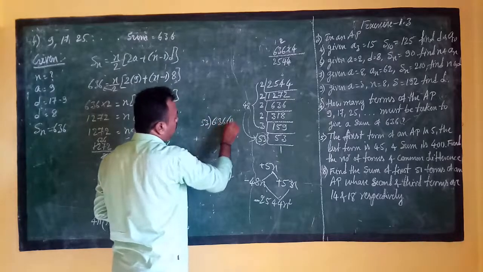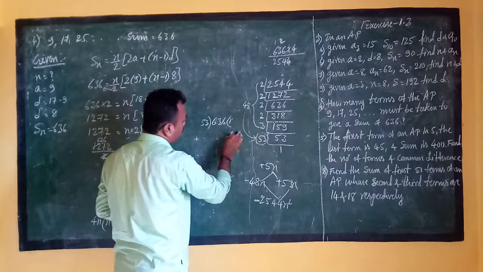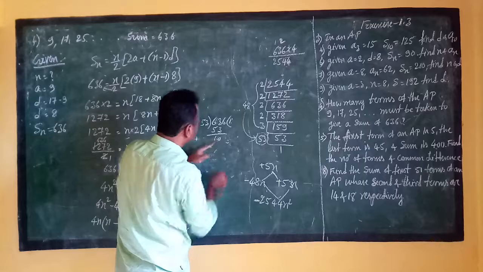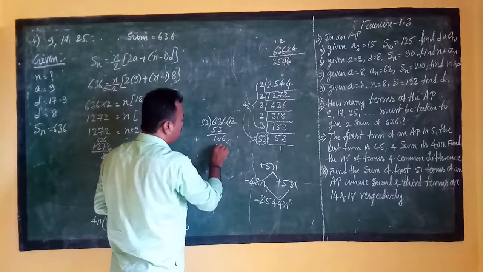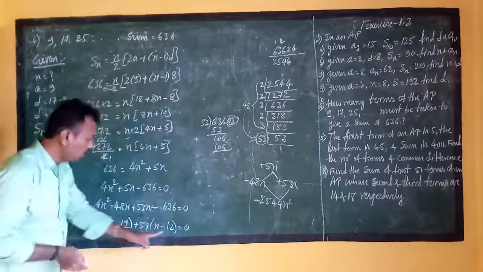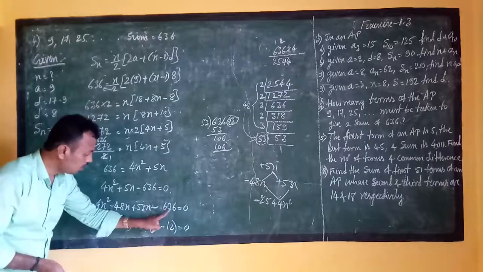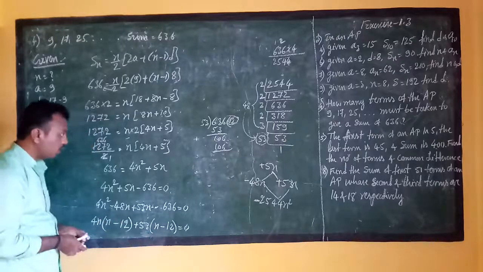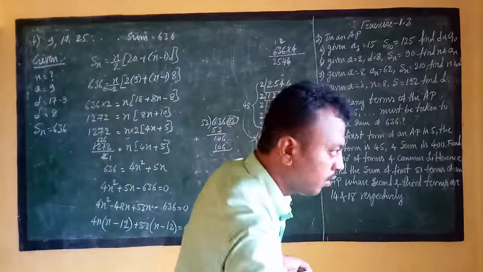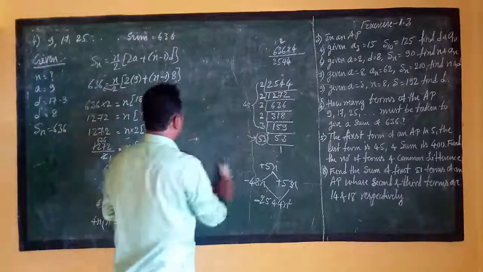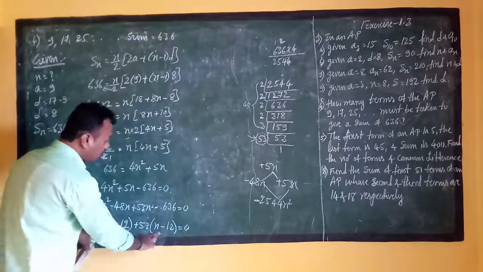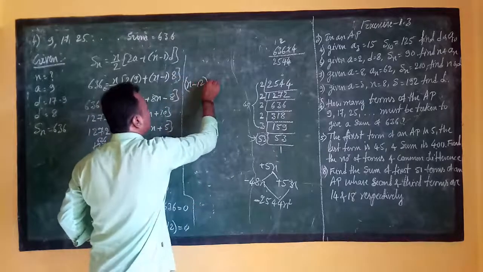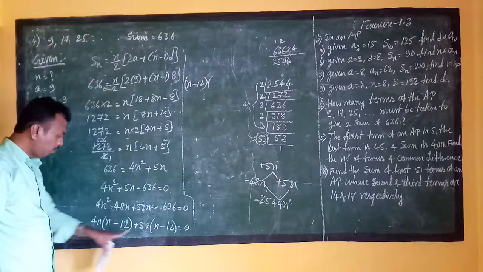We have to take out 53: 53 ones are 53. Remaining 10. 3 minus 3 is 0. Okay, 6. Next 53 2s are 106. So 12. Therefore, I will take 12. 53 into 12 is 636. 53 into n, 53n. Plus into minus. Okay students, now n minus 12 and n minus 12, we have to take out the common. n minus 12 into 4n plus 53.